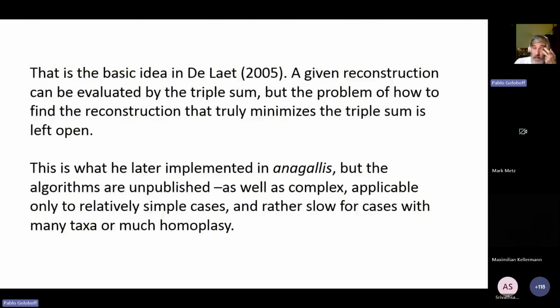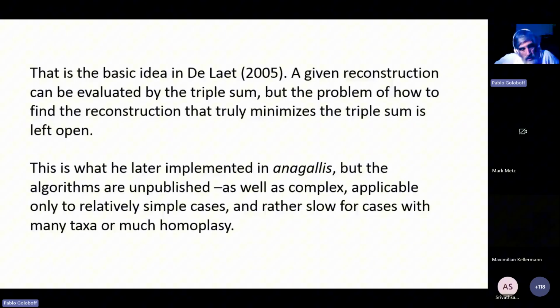A given reconstruction can be evaluated by the triple sum if you want, but the problem of how to find the reconstruction that truly minimizes the triple sum is left open in the paper. He does not discuss specific algorithms. We were just counting by hand in the previous cases, but that is clearly not something you can do in a real phylogenetic analysis. And those algorithms are what he implemented subsequently in the program Anagalis. But the algorithms themselves are unpublished.